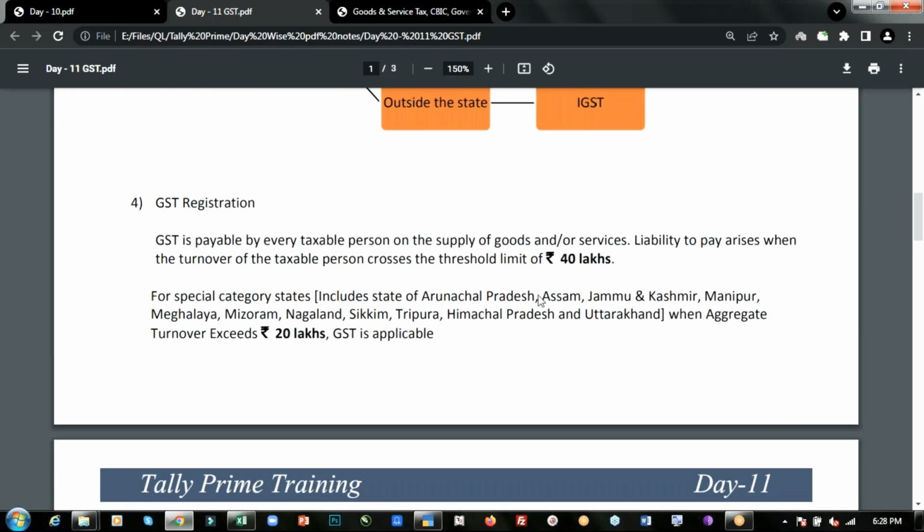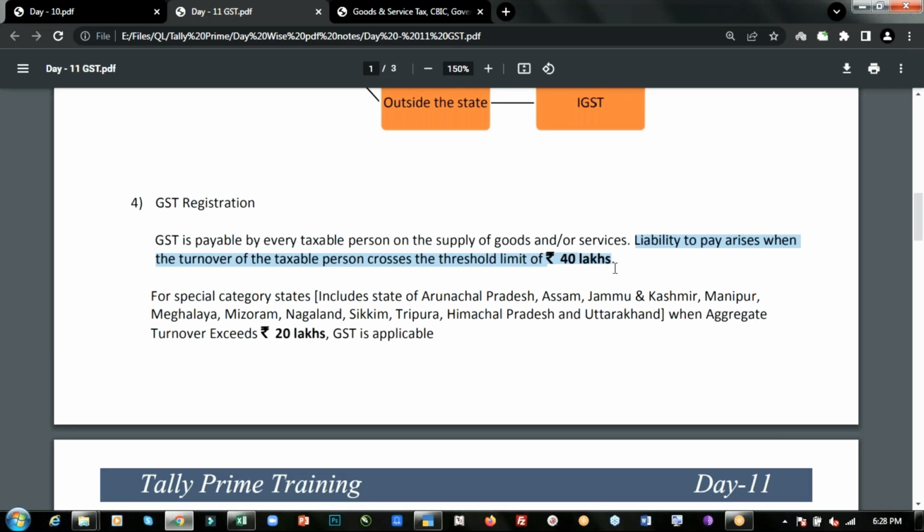Now comes GST registration. GST is payable by every taxable person on the supply of goods or services. Liability to pay arises when the turnover of the taxable person crosses the threshold limit of 40 lakhs. It means if your annual business turnover crosses 40 lakhs, you must take the GST registration.